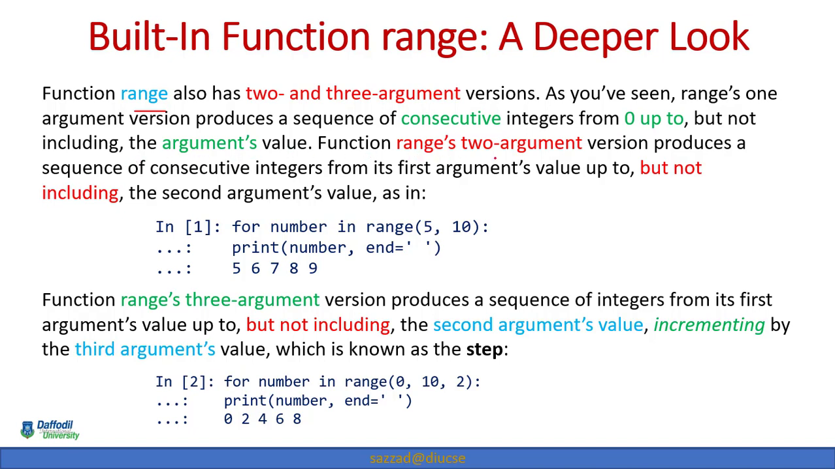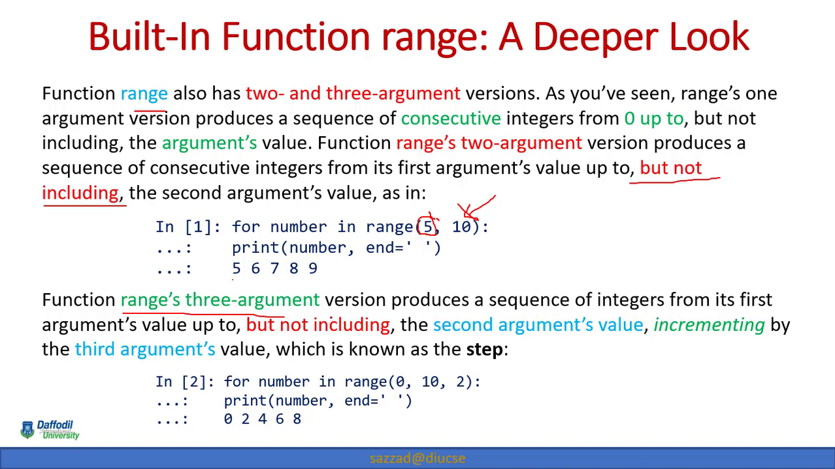The range 2 argument version produces a sequence of consecutive integers from its first argument up to but not including the second argument. So in this range function, as we have mentioned, 5 to 10 means it will start displaying from 5 till 9. It will not include the second argument. That's what it is saying. So as we can see, the output is from 5 to 9. If you actually want to display 10, then you need to produce your range from 5 to 11, then it will display 10. Now let us see 3 range arguments.